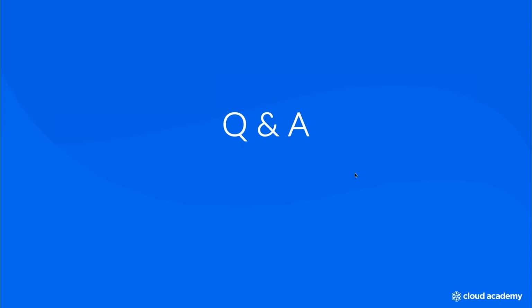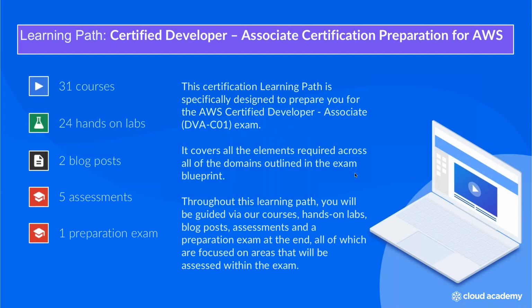Okay, so I think we're almost running out of time. So before I go, we pretty much covered this anyway with the questions you submitted, but I just want to highlight the learning path that I did just mention that we have here at Cloud Academy. It's the Certified Developer Associate preparation for AWS. It covers all domains of the AWS Certified Developer Associate. It's got 31 courses, 24 hands-on labs, assessments peppered throughout, and a preparation exam at the end. So it has everything you need to ensure you pass successfully. So please do come and take a look.